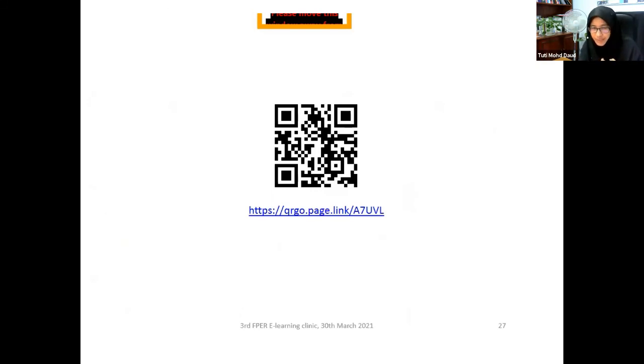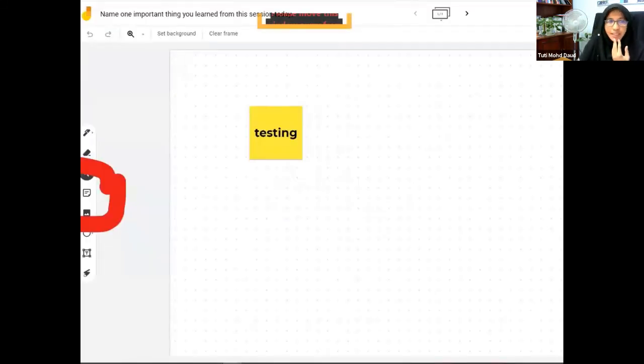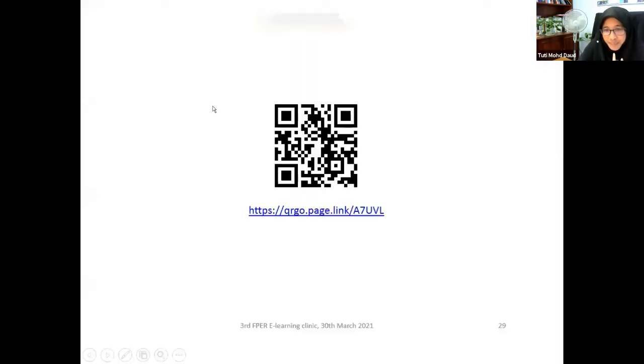And practicing the types of questions that we should ask, I would like you to go to this Google page and use your QR code. Okay, boleh ke? Semua boleh akses ke? And if you could answer, name one important thing you learned from this session today. If you could click on that square thing on the left, that's a sticky note. Put a sticky note and share with us that one important thing that you learned from this session today, that would be great. Yeah, thank you.